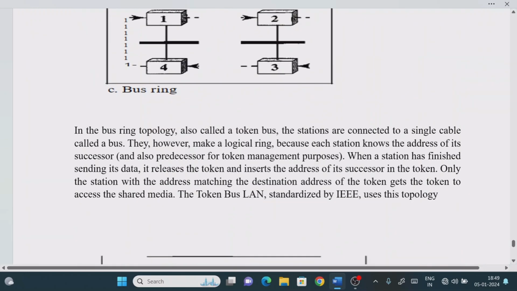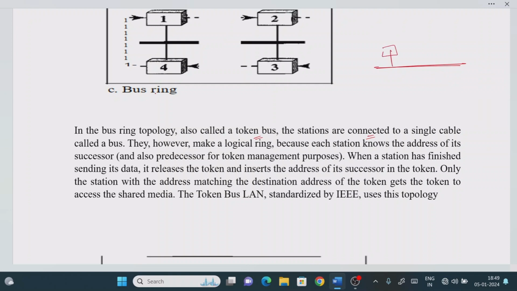Now the next thing is the bus ring operation. In the bus ring topology, it is also called the token bus. What is the meaning of this? The stations are connected to a single cable. We have a single cable, and all the stations will be connected to only that single cable in the bus topology, right? Each station knows the address of its successor, which means that each station will be identified.